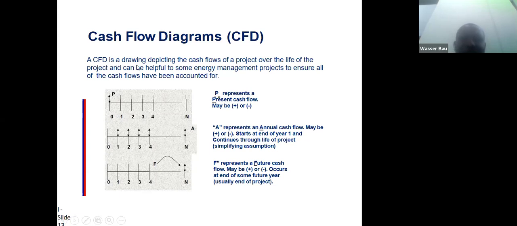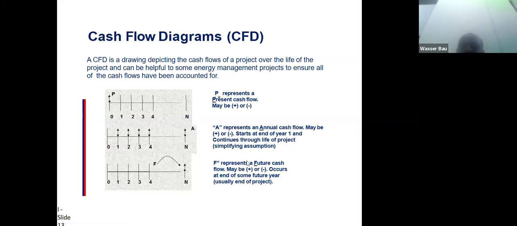A cash flow diagram is a diagram depicting the cash flow of a project over the life of the project. And it can be helpful in some energy management projects to ensure all of the cash flows have been accounted for. So here, this is a typical cash flow diagram. P represents the present cash flow, which may be negative or positive. If it's pointing up, it's positive. If it's pointing down, it's negative. Then A represents the annual cash flow. It can also be negative or positive. It starts at the end of year 1 and continues through the life of the project.